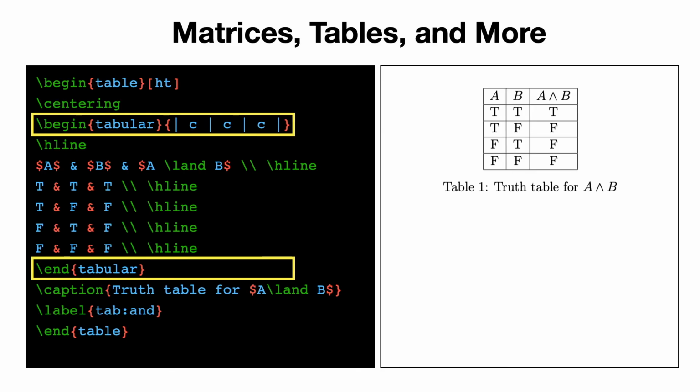There's a few new things here, though. There's the \hline command. That tells LaTeX where the horizontal lines should be in the table. So if we omitted one of those, then the table would be missing one of the horizontal lines.